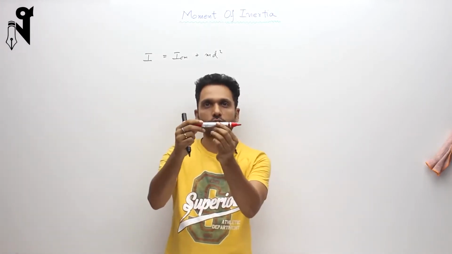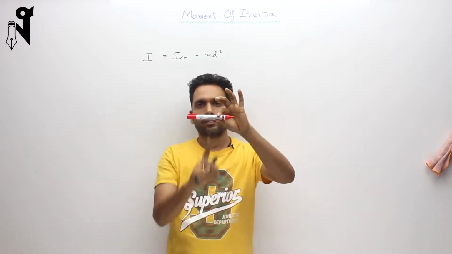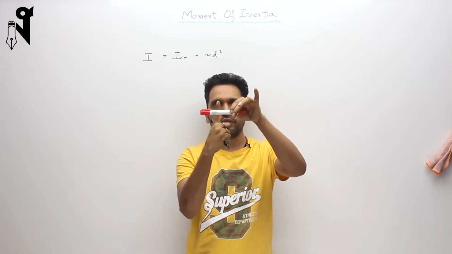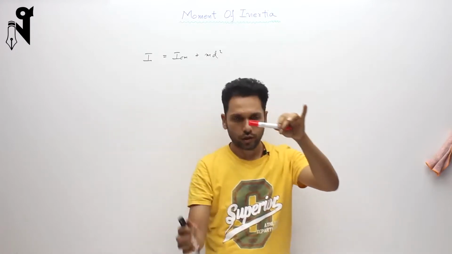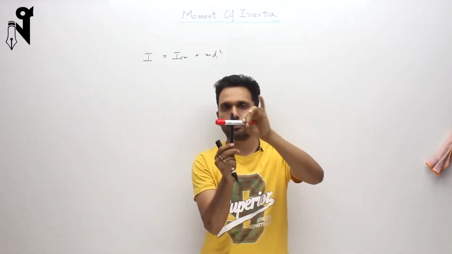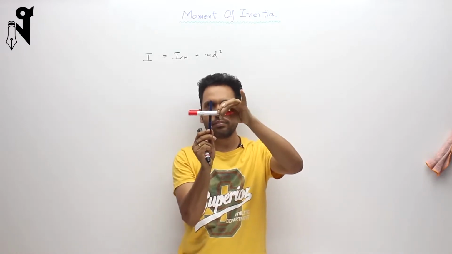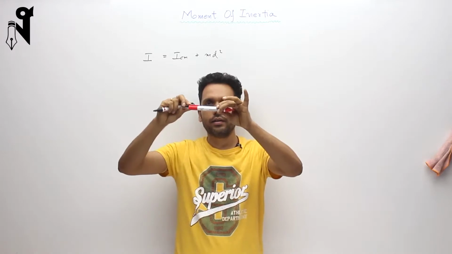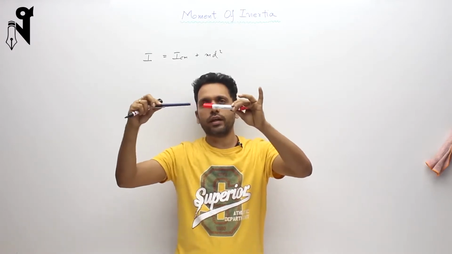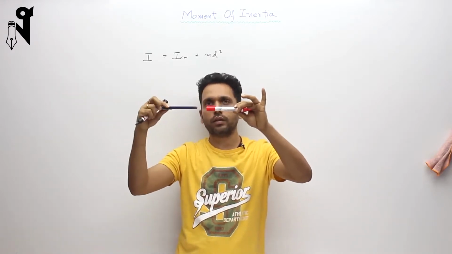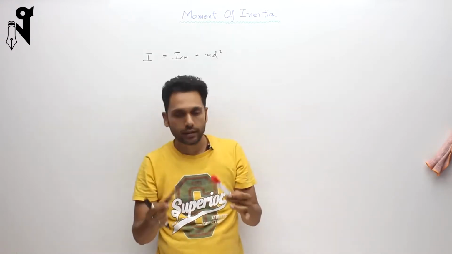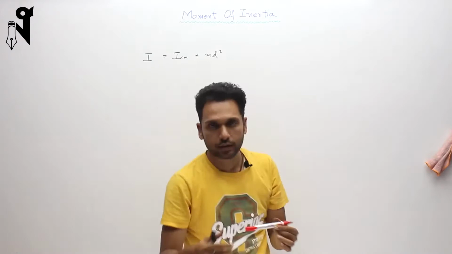Like for this marker, one axis through the center of mass is this, my finger, or say this pen. That is ICM. This one also is an ICM. And then an axis which is going right through along the axis of the cylinder is also an ICM. So which ICM to take is the point of this exercise.